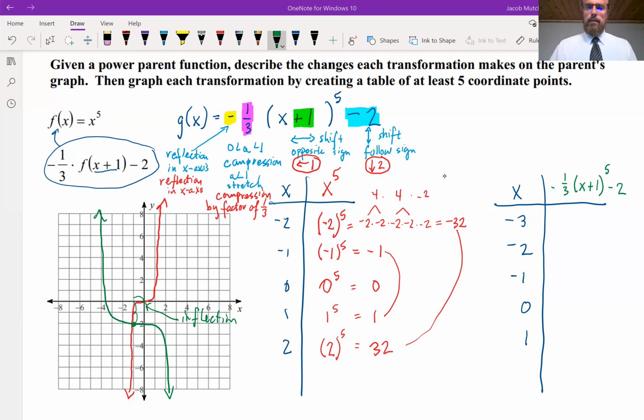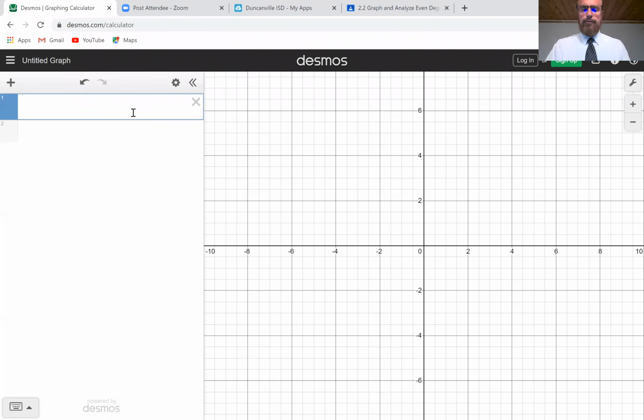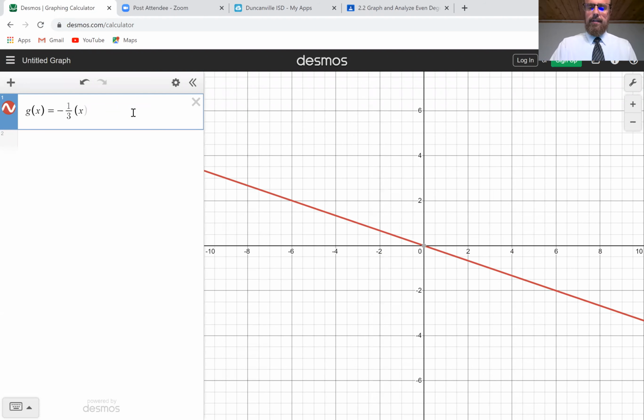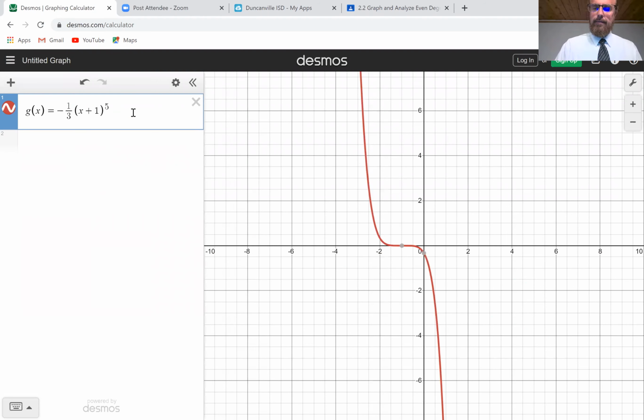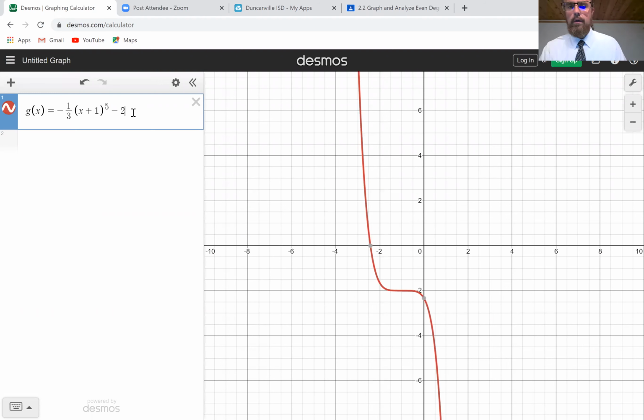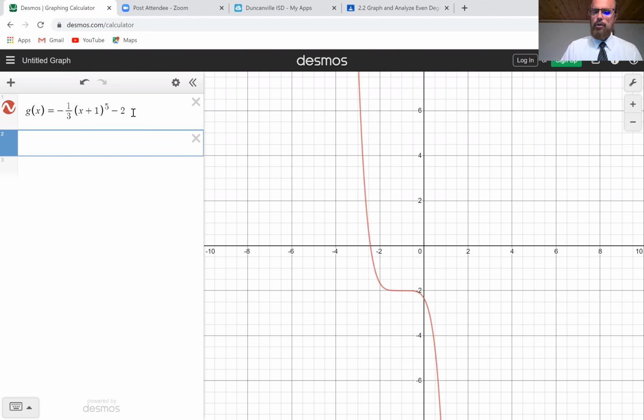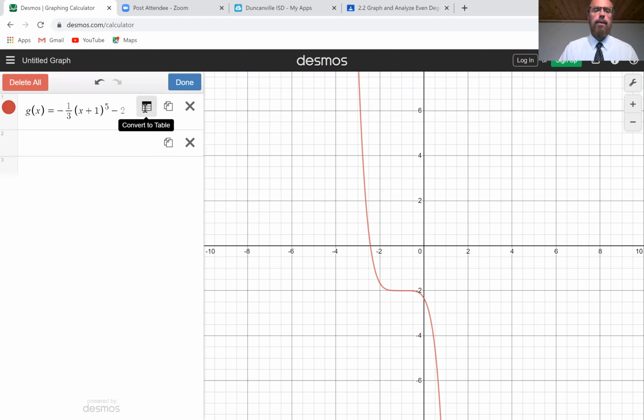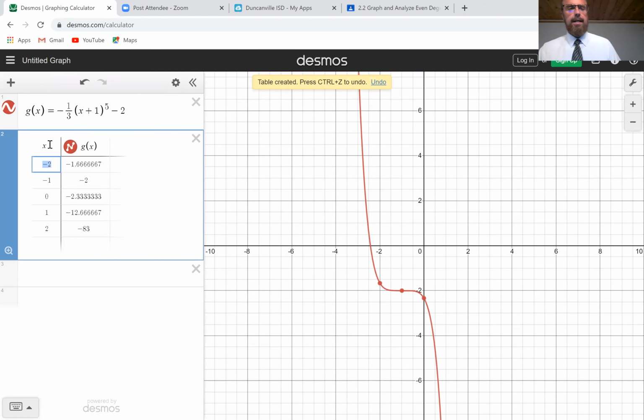So let's head over to Desmos to get our table. And I'll start just by inputting the function in the entry. So we've called this one g of x equals -1/3 parentheses x plus 1 close parentheses to the power of 5, and then on the outside minus 2. And I can see that the graph shows those changes. It kind of matches my predicted transformed graph that I put on my coordinate plane. But let's get a better graph by getting a table.